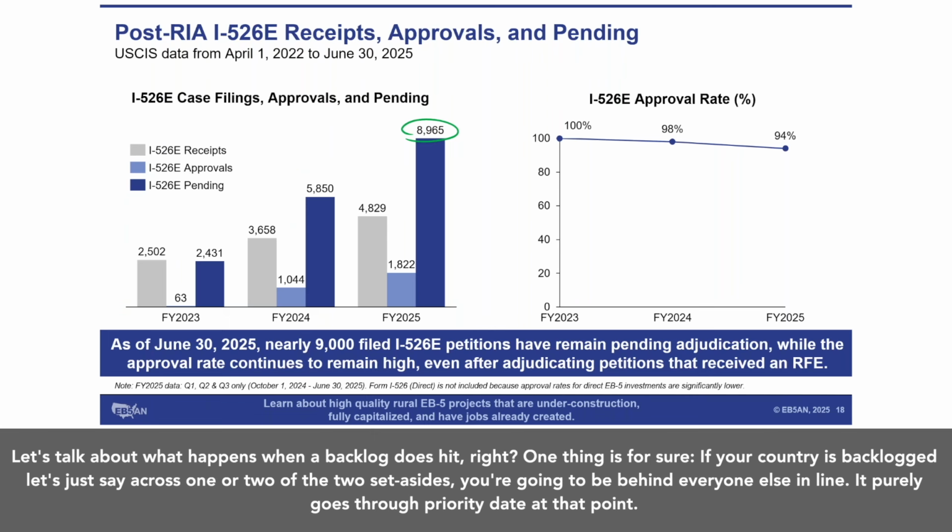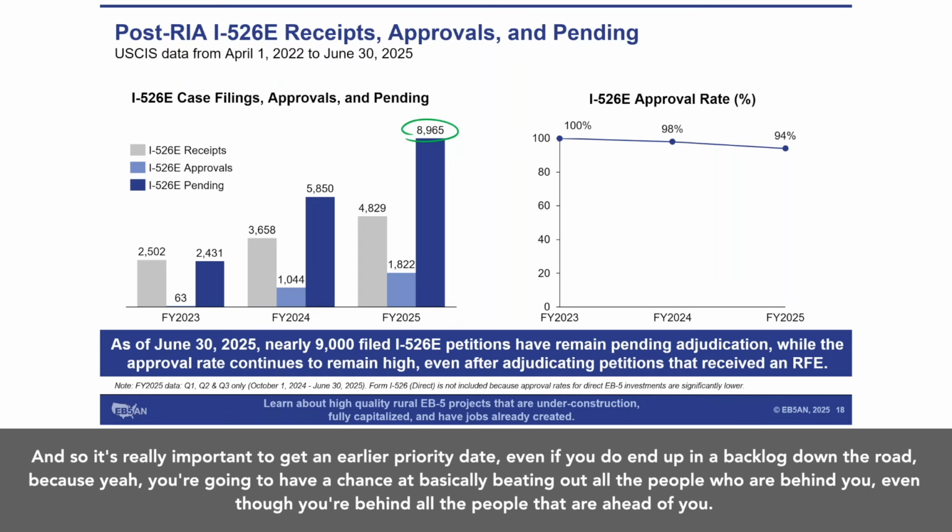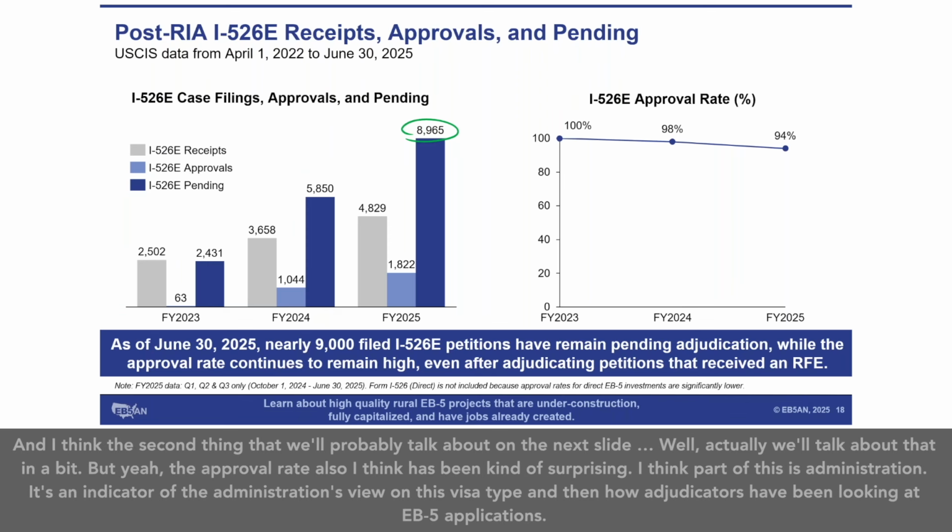Let's talk about what happens when a backlog does hit, right? One thing is for sure: if your country is backlogged across 1 or 2 of the 2 set-asides, you're going to be behind everyone else in line, right? It purely goes to priority date at that point. And so it's really important to get an earlier priority date, even if you do end up in a backlog down the road, because you're going to have a chance at basically beating out all the people who are behind you, even though you're behind all the people that are ahead of you.